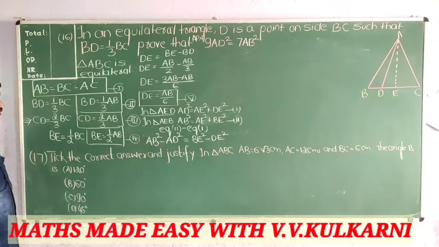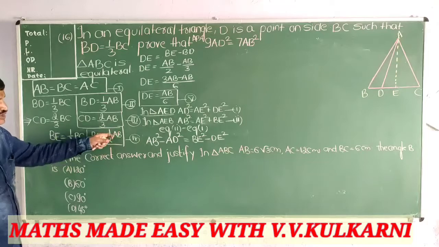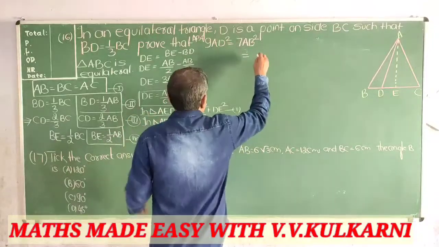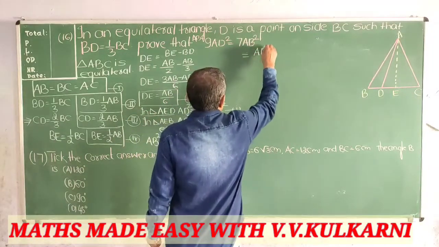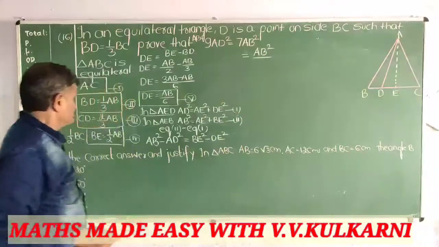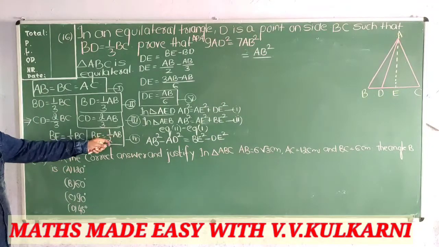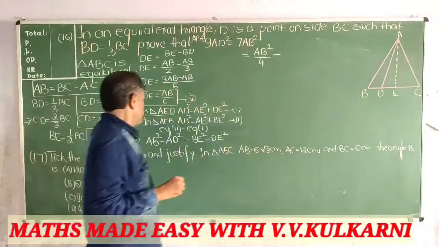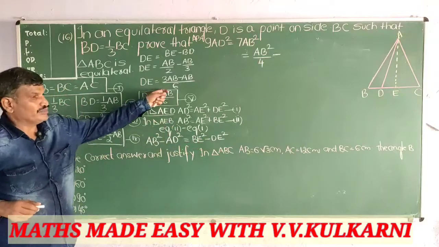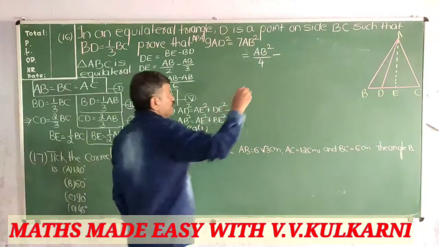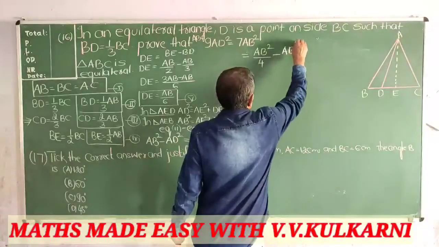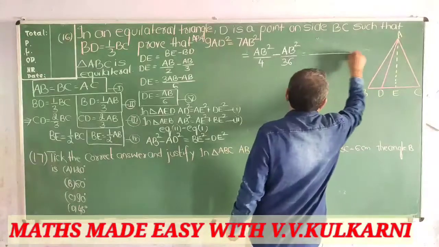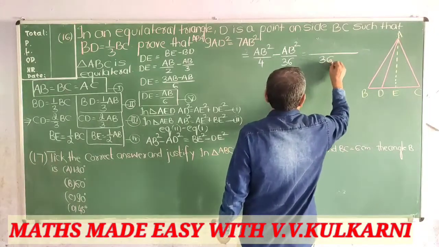Now let us put the values. BE means AB by 2, so BE square will be equal to AB square by 4. Minus DE square, where DE means AB by 6. So DE square will be equal to AB square by 36. If I take the LCM here, the LCM will be 36.